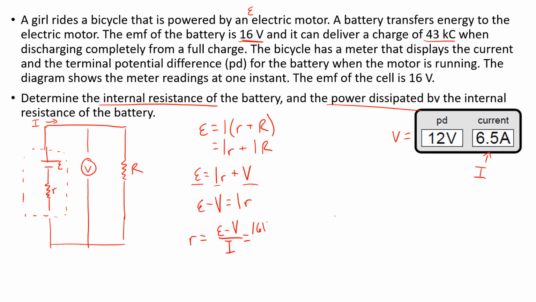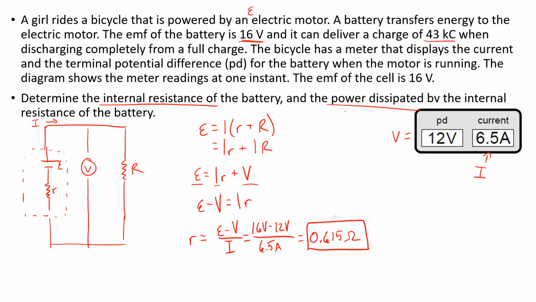Epsilon is 16 volts. Voltage is our potential difference, 12 volts. And our current is 6.5 amps. So that's 4 over 6.5. 4 over 6.5 is 8 over 13, or 0.615 ohms. That's our internal resistance.